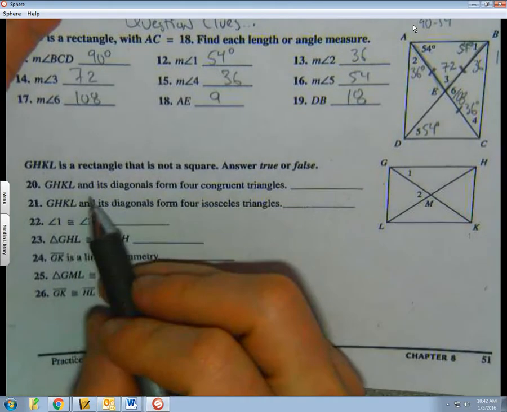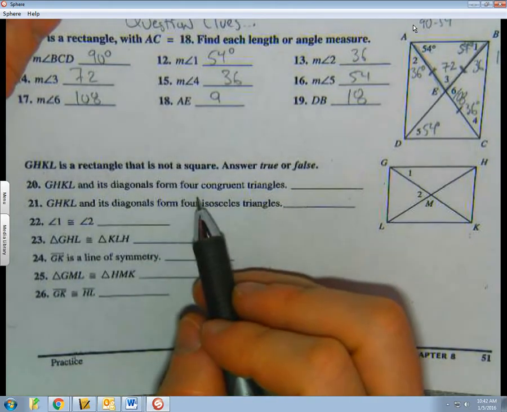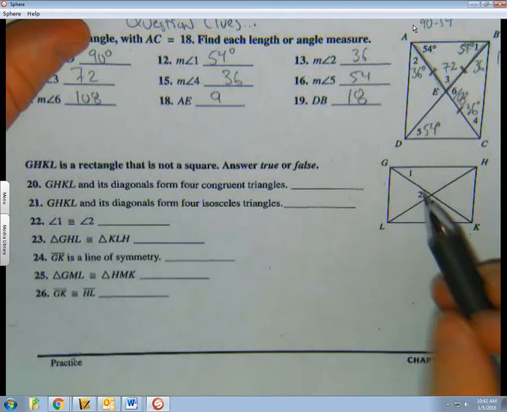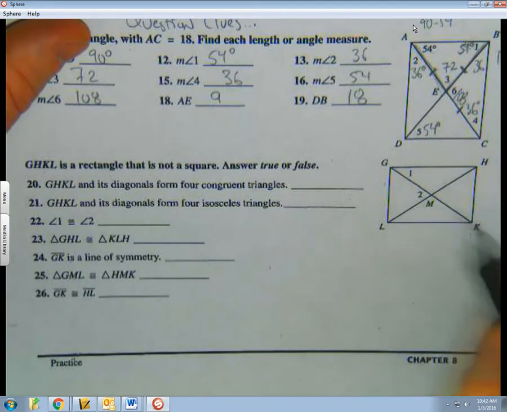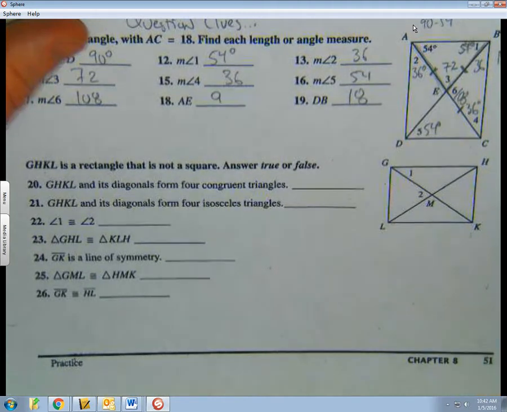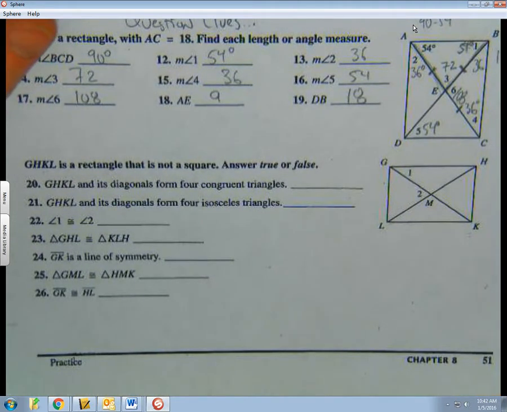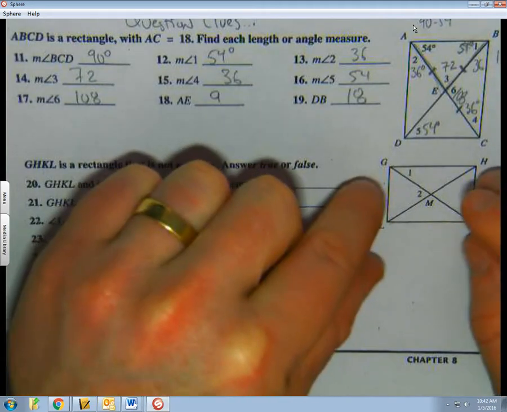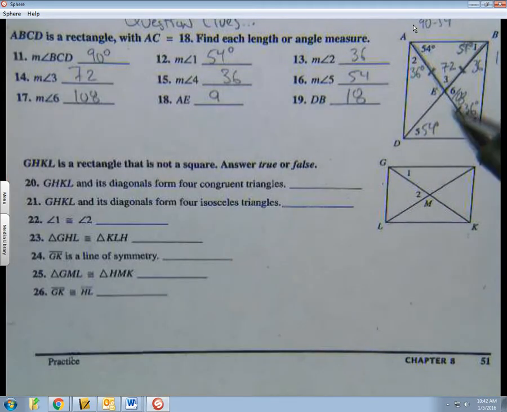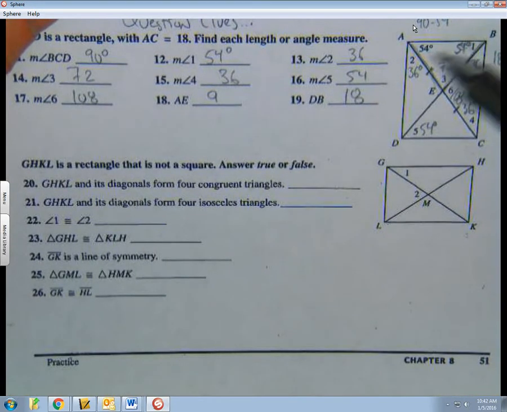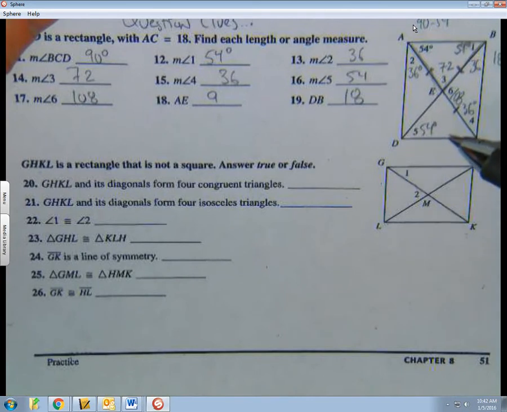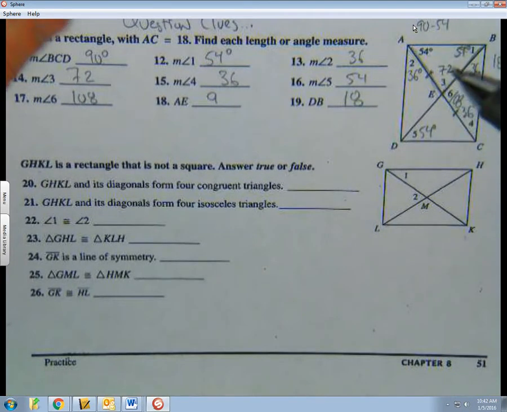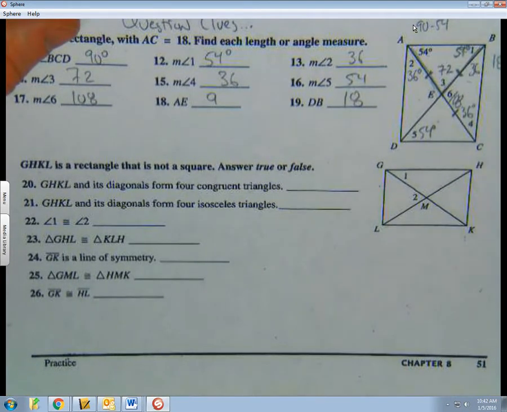GHKL and its diagonals form 4 congruent triangles. So what it's saying is these 4 triangles are congruent. Those just don't look congruent to me. And then remember, we can't assume that this is a perfect scale, so we're just assuming it's a rectangle that's not a square. So I can kind of use this one up here as a model, because it's another rectangle that's not a square. And I'm pretty sure that these 4 triangles aren't congruent. So I'm going to roll with false.